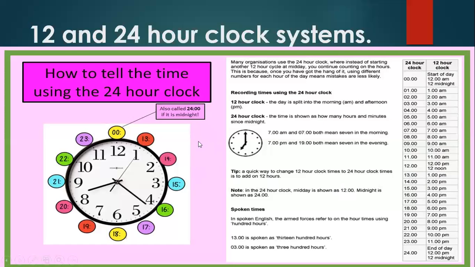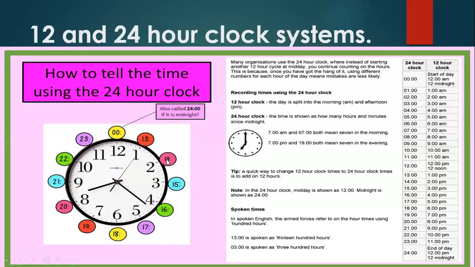So this is your clock. You can look at it. How to tell the time using 24-hour clock system: I've told you 1 is the same as 13. You add 12, so 1 p.m. is the same as 1300 hours. 2 is the same as 14, and 11 is the same as 2300 hours. So this clock is in 12 and also in 24-hour clock system.